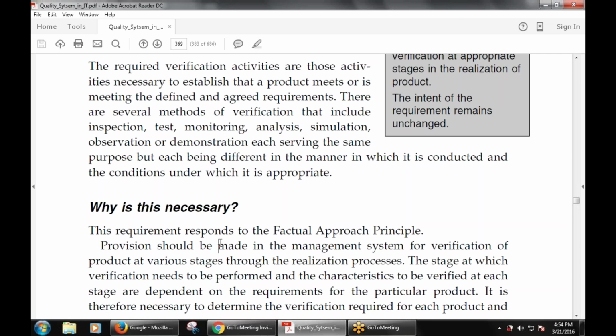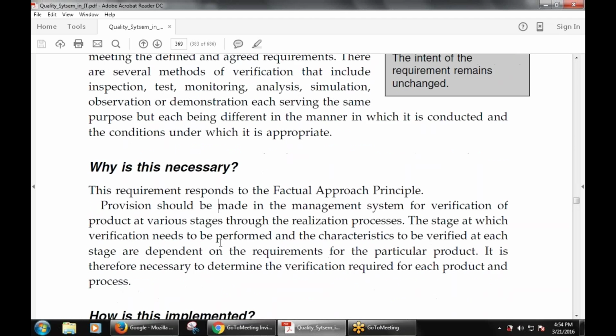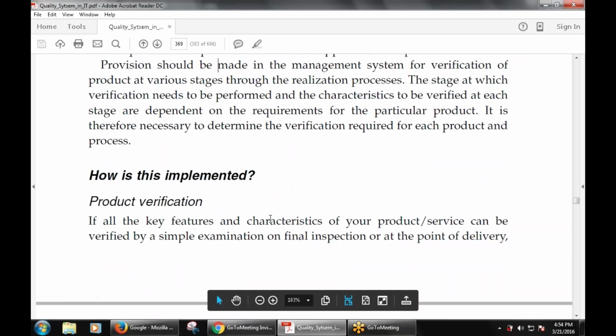If I'm using the realization process, there is a management approach used to capture the data in the manufacturing resources, which requires the factual approach principle. So the provision should be made in the management system for verification of the product at various stages of the realization process, using the verification data acquired.